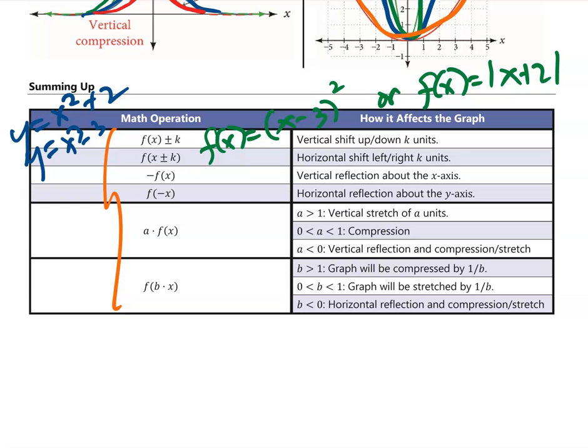And then the last two, take note of the stretch factors. For a, if it's greater than 1, that's a vertical stretch. If it's between 0 and 1, it is a compression. And the last one, f of b of x: if b is greater than 1, that is compressed by 1 over b. Take note of this. And if it's between 0 and 1, it is a stretch by 1 over b.